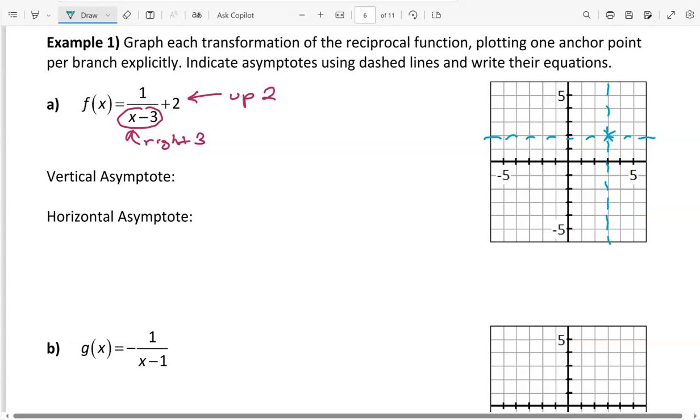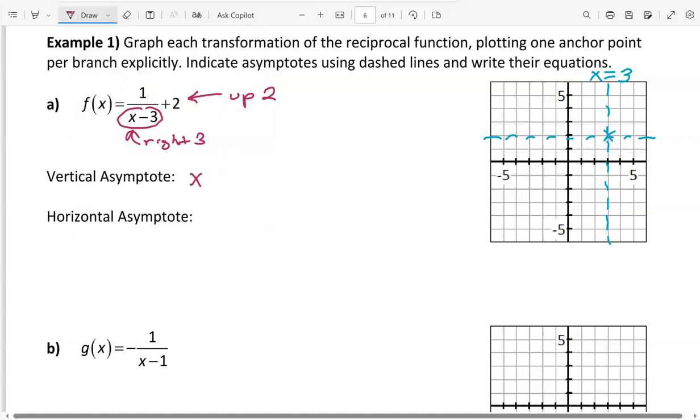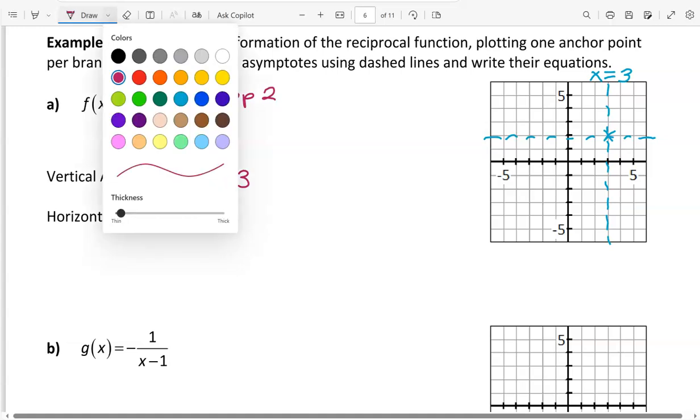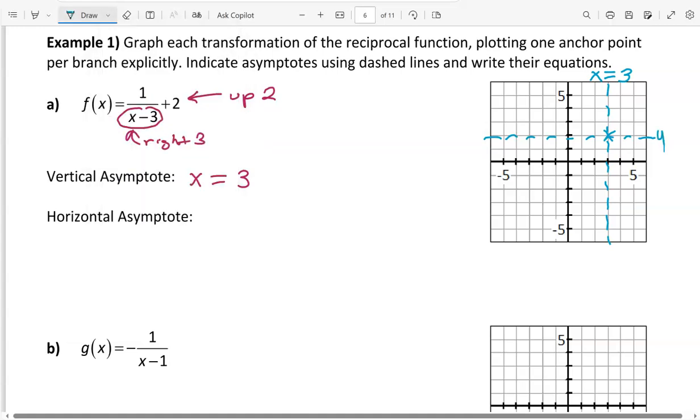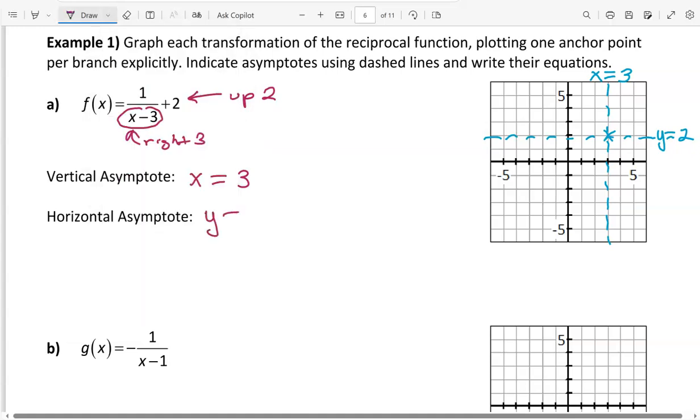So I'm actually just going to sketch in our vertical and horizontal asymptotes. The vertical asymptote will be x equals 3, and I usually graph that with a dashed line to indicate that it is not actually part of the graph of this function. It's just a guide to the graph. And then we have a horizontal line here. That horizontal line has an equation y equals 2. So again, we'll graph that with a dashed line.